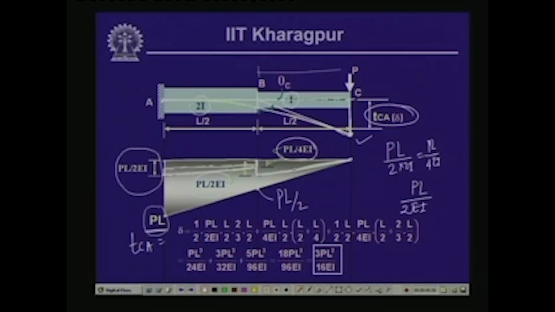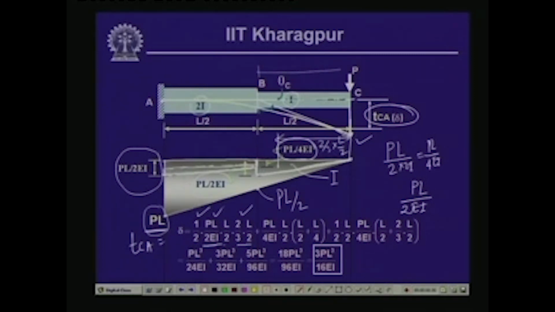Now, for this triangular area, let us call this area 1, which is half times PL by 2 EI as the ordinate, L by 2 as the length, times 2/3 of L by 2, which is the distance of the CG from here. So, 2/3 of L by 2 is taken over here. So, that is the moment of this particular area with reference to point C.